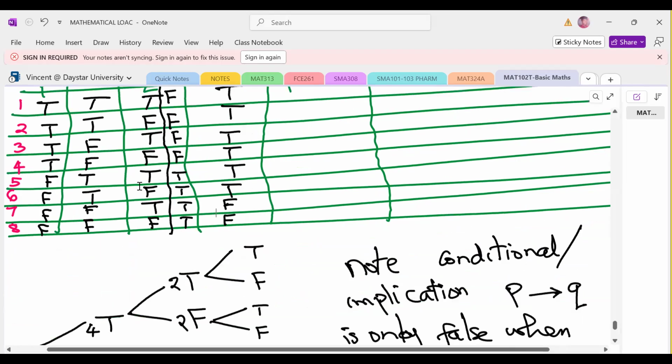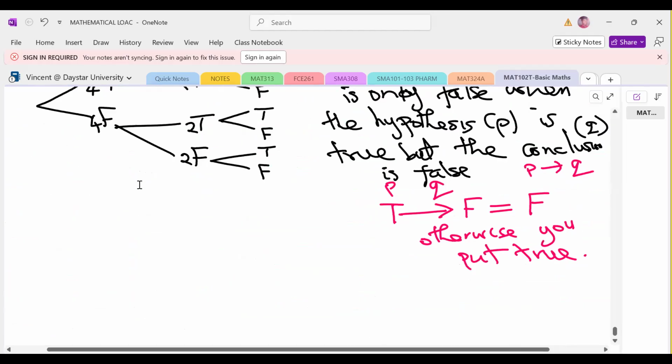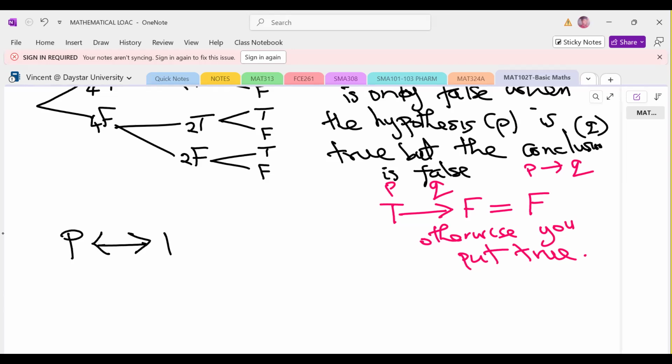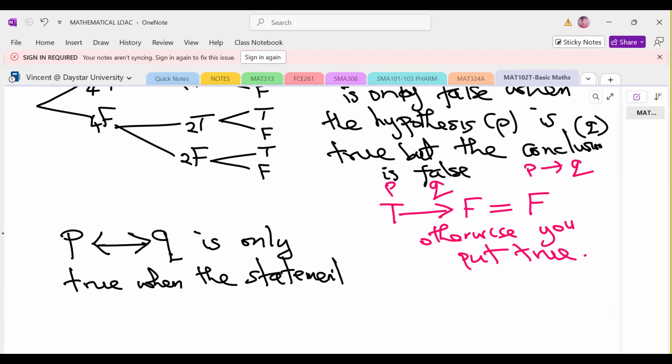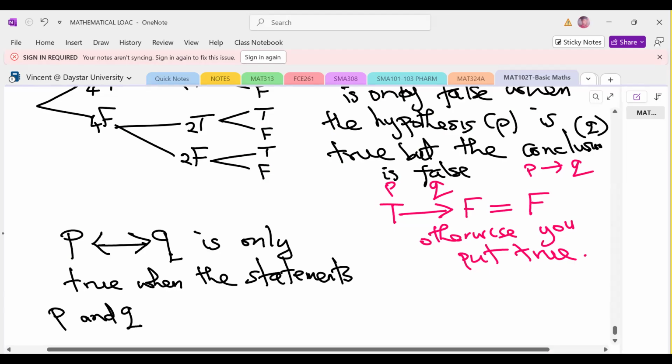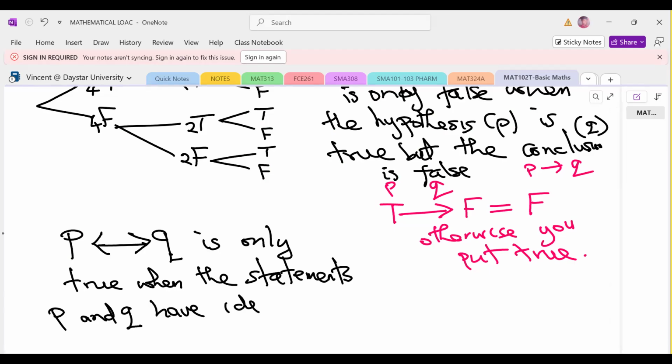So now there's this other operation of if and only if. This one is only true when the statements P and Q have identical truth values.